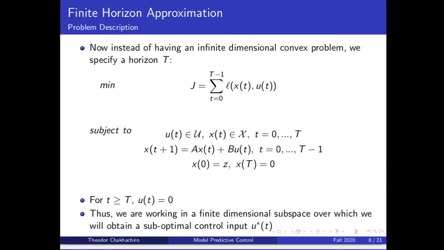And this type of control is limited because the solution for u of t is suboptimal, and this is because we are working in a finite dimensional subspace. In fact, we are choosing u of t equal to 0 for small t larger than or equal to big T. So once we plan for our 10 steps ahead, for example, we set our remainder control input to be equal to 0.